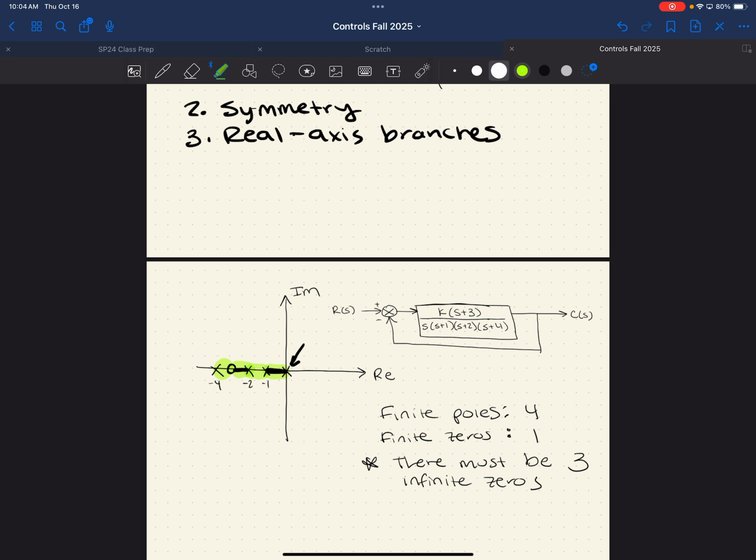And when I am out here, I am to the left of 1, 2, 3, 4, 5 symbols. A pole is 0, pole, pole, pole. So there is a branch here on out because there's never any other symbol. So one of my infinite branches extends perfectly along the real axis.